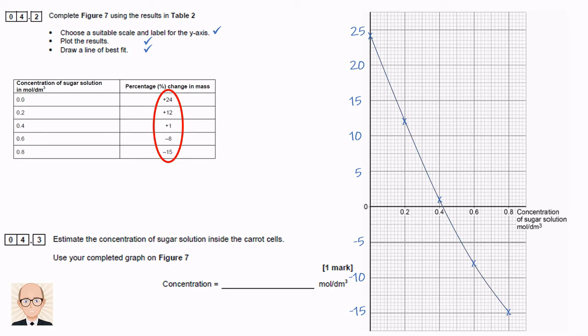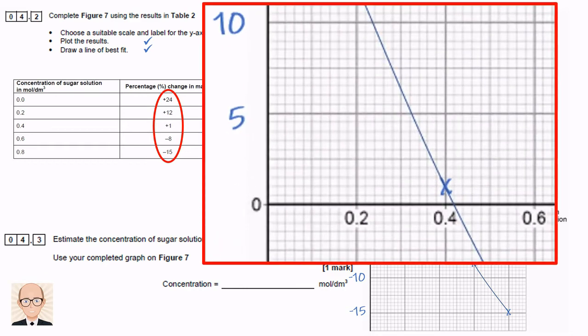Next, we have to use the graph to estimate the concentration of sugar solution inside the carrot cells. This will be the sugar concentration for which there is no change in mass. We have to use our graph to see where the best fit line crosses the concentration axis. If I zoom in, we can see that the sugar concentration which produces no change in mass is here at 0.42 moles per decimeter cubed, so that's our answer.